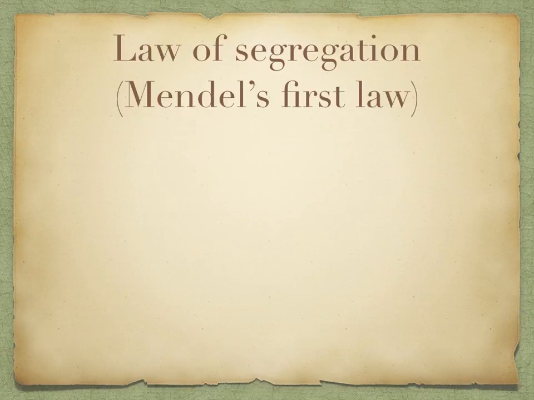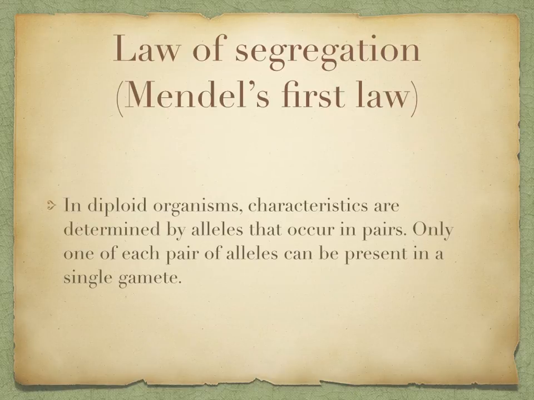So what is the law of segregation, or Mendel's first law? In diploid organisms, characteristics are determined by alleles that occur in pairs. Only one of each pair of alleles can be present in a single gamete. So what does this mean? Well, if you've got a plant and it's capital T, capital T, each allele will go into one gamete. So we're going to have a look at what this means in a moment.